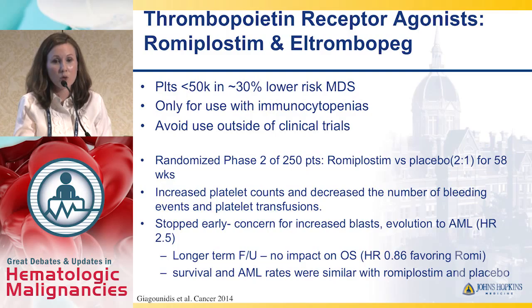Specifically, the romiplostim. Platelets less than 50,000 is seen in about 30% of lower risk MDS patients if you look through the literature. And currently, I really will caution, these are only approved for use with immune cytopenias. And I try to avoid their use outside of clinical trials if I can for a few reasons.